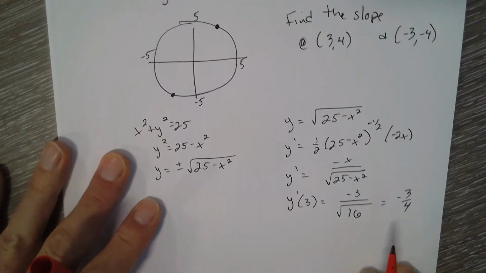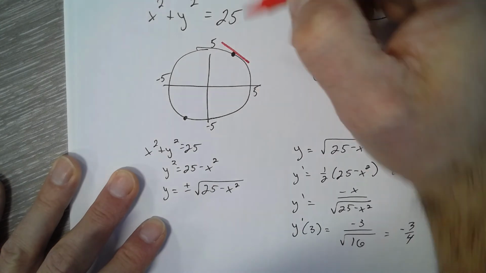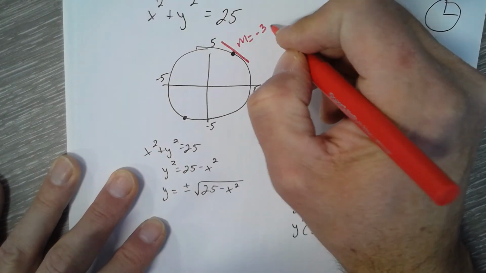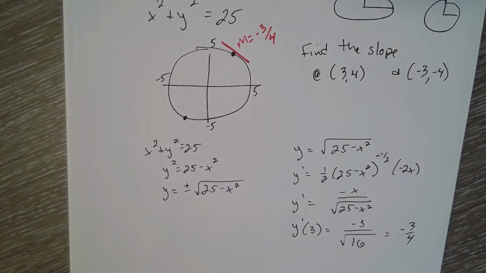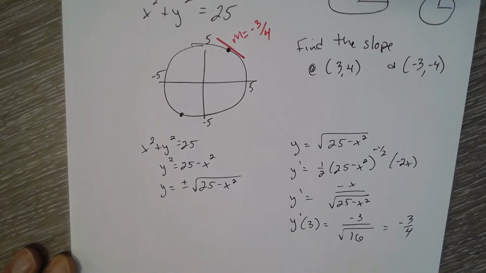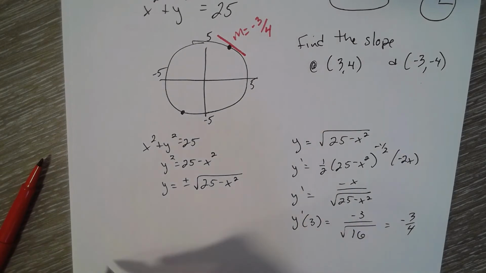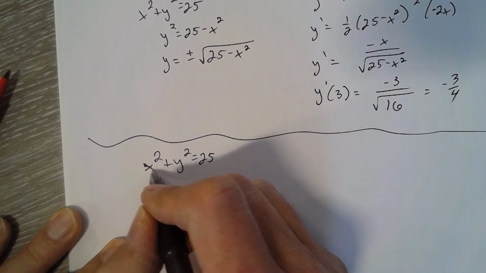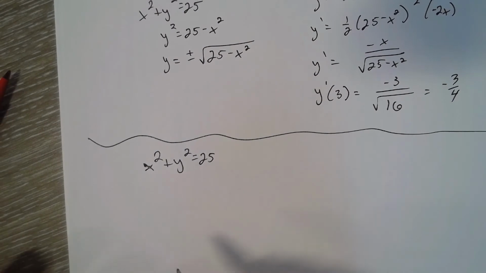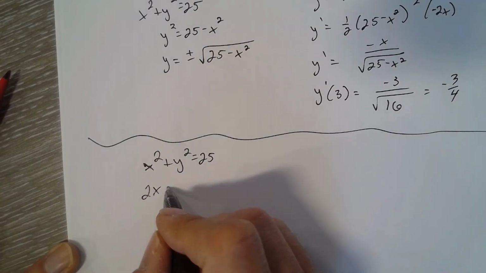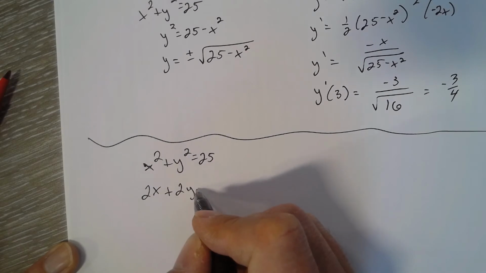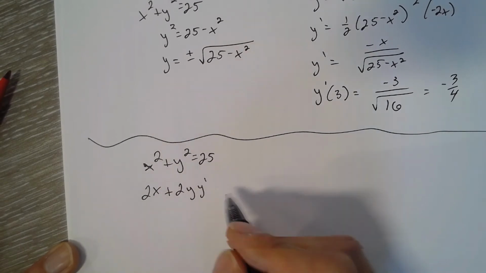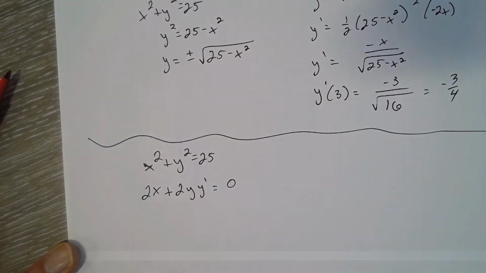Okay, so what did we just find? We found that the slope of that is negative 3/4. That's the old way of doing it. We like the new way. Okay, so I'm telling you, you're going to like the new way. So back to our same equation, and rather than solve for y, I'm just going to find the derivative as is. 2x plus 2y dy dx, I'm going to go y prime, same thing, equals 0. Solve for y prime.